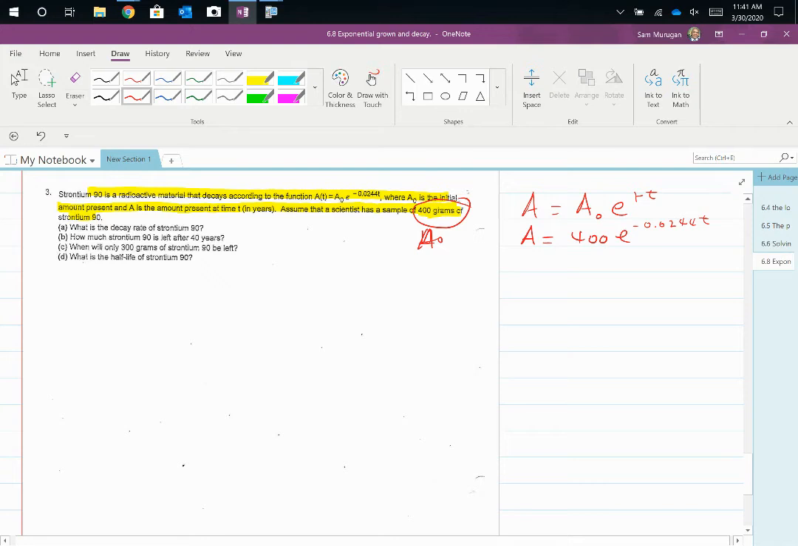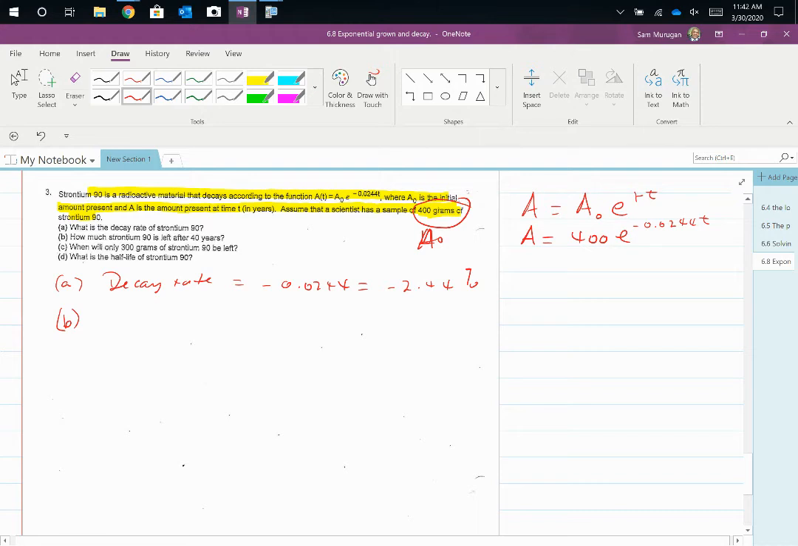First, they're asking us, what is the decay rate of strontium? That is negative 0.0244, converted to a percentage by multiplying by 100, so it's negative 2.44%. Negative because instead of doubling now, it's decaying over time. The amount that exists is getting smaller and smaller.